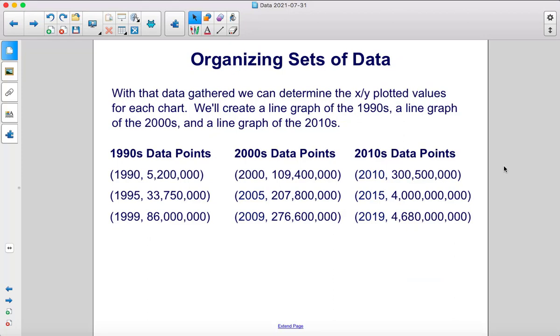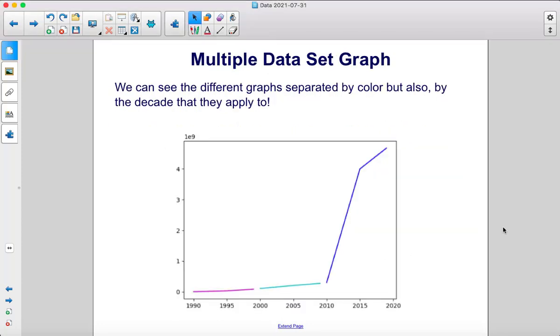With that data gathered, we can determine the XY plotted values for each chart. We'll create a line graph of the 1990s, a line graph of the 2000s, and a line graph of the 2010s. We can see the different graphs separated by color, but also by the decade that they apply to.